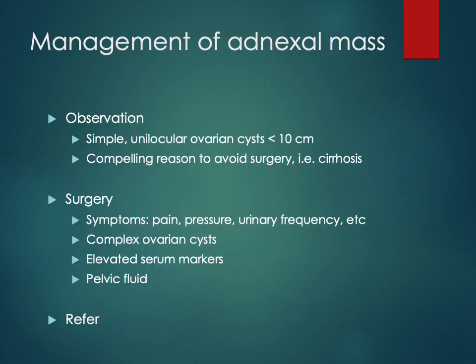So management, once you identify an adnexal mass, and we're assuming these are ovarian for the most part: a simple unilocular ovarian cyst that's less than 10 centimeters can be observed. We have good data from this, mostly out of the University of Kentucky, a big trial out of there, and others, that we know that these can be observed and typically have no risk of transforming into malignancy.